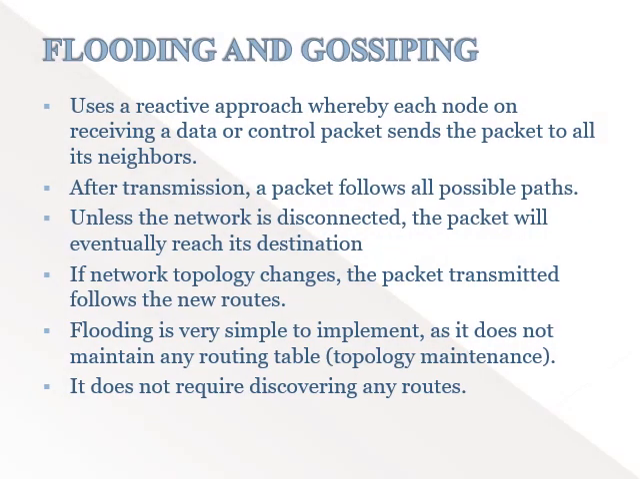The first and foremost protocol that falls under flat network architecture is flooding and gossiping. Flooding uses a reactive approach whereby each node on receiving a data or control packet sends the packet to all its neighbors. After transmission, a packet follows all possible paths. Unless the network is disconnected, the packet will eventually reach its destination. Flooding is very simple to implement as it does not maintain any routing table. Also, it does not require discovering of any routes.